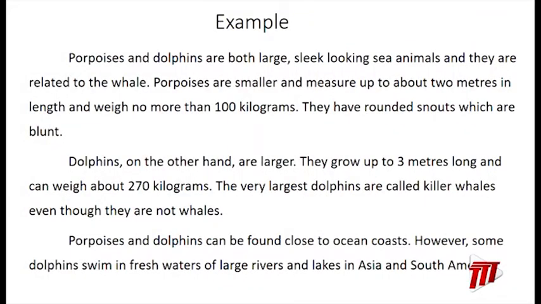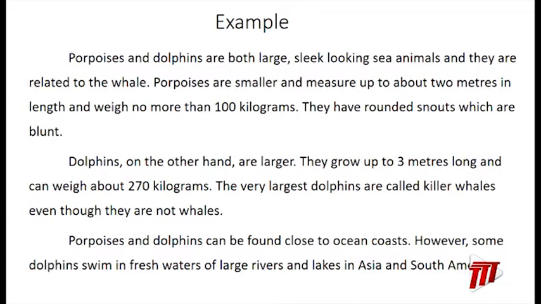Porpoises and dolphins are both large, sleek-looking sea animals, and they are related to the whale. Porpoises are smaller and measure up to about 2 meters in length and weigh no more than 100 kilograms. They have rounded snouts which are blunt. Dolphins, on the other hand, are larger. They grow up to 3 meters long and can weigh about 270 kilograms. The very largest dolphins are called killer whales, even though they are not whales.